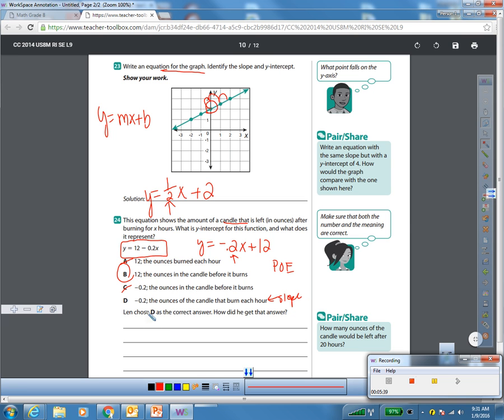And it says Len chose D as the correct answer. How did he get that? Well, he was confusing slope and y-intercept. So I want you to explain that in your instruction book, the confusion between slope and y-intercept. And maybe he's the person that needs to rewrite it, so he always sees the slope first.